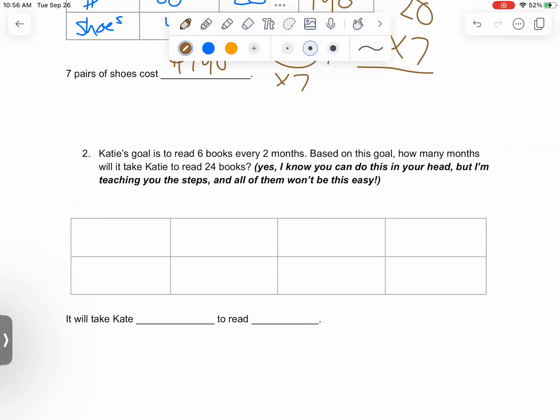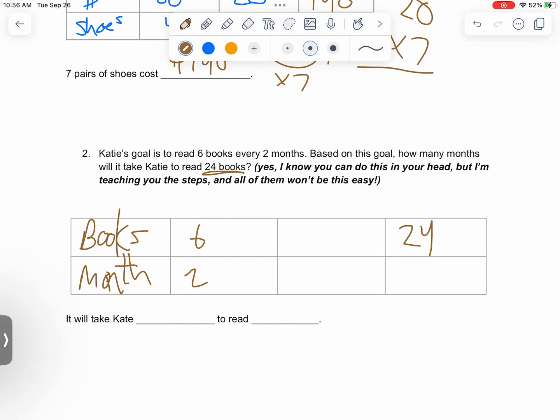Second one. Katie's goal is to read 6 books every 2 months. Based on this goal, how many months will it take her to read 24 books? Okay. Again, I know that you probably can do this one in your head, but I'm trying to get you used to the process for when there are harder ones. Okay. All right. So books per month, 6 books for 2 months. Now notice this says 24 books. So you make sure you put that on the books line. Okay. All right. Now we're looking for how many months.